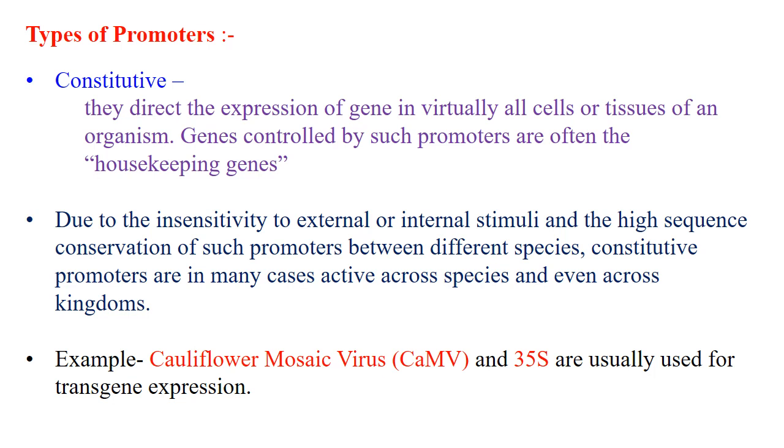One is constitutive promoters. They direct expression of genes in virtually all cells. There is nothing like tissue specific expression. They control expression of especially the housekeeping genes. Examples: cauliflower mosaic virus 35S promoter, which is usually used for transient expression in plant tissue culture.